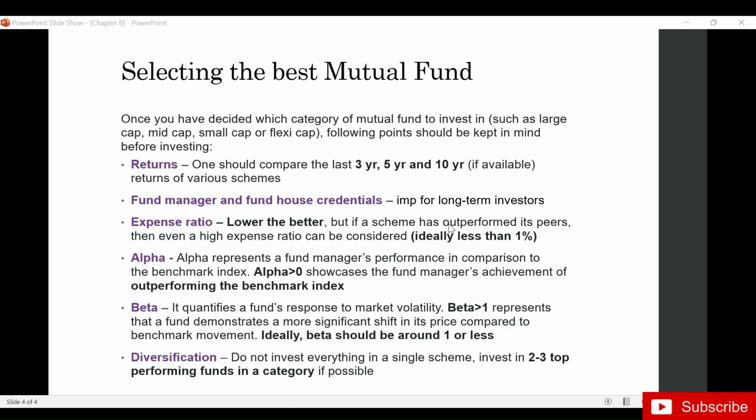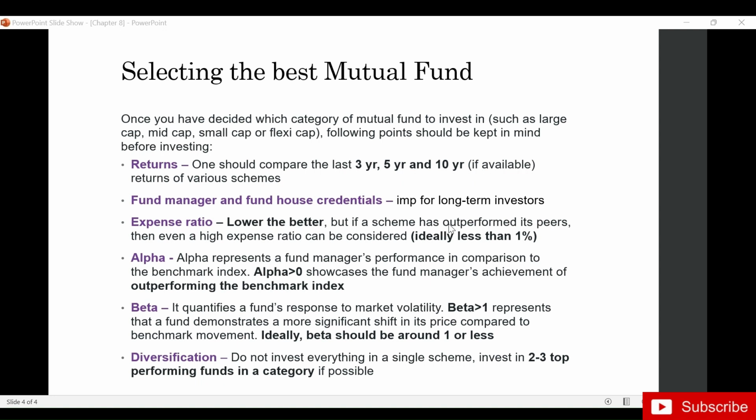Next important point to consider before investing is the alpha. Alpha represents a mutual fund manager's performance in comparison to the benchmark index. Alpha greater than 0 demonstrates that the fund manager has been able to outperform the benchmark index. So a mutual fund's alpha should always be greater than 0, and that will mean that the mutual fund has outperformed the benchmark index.